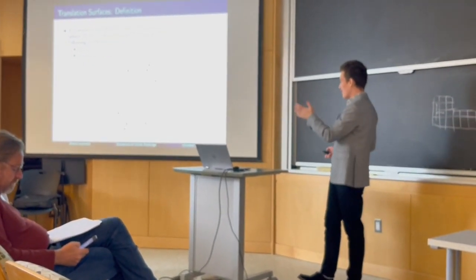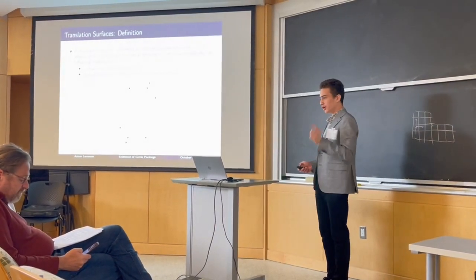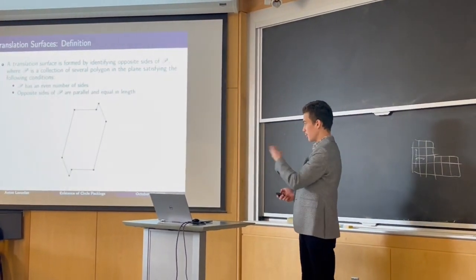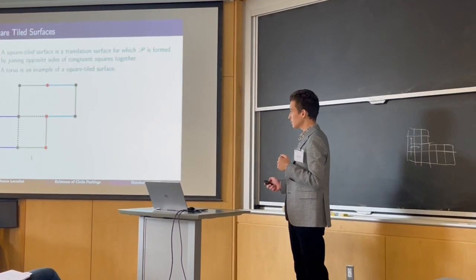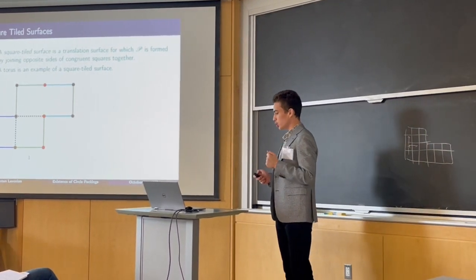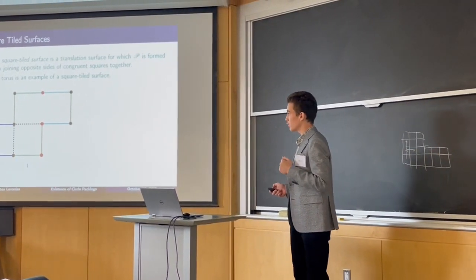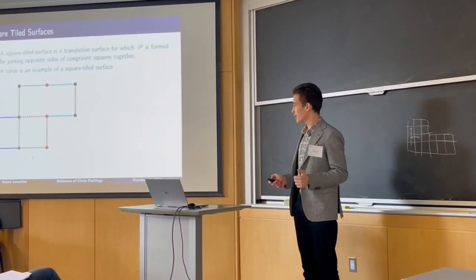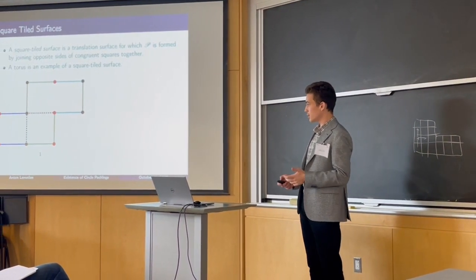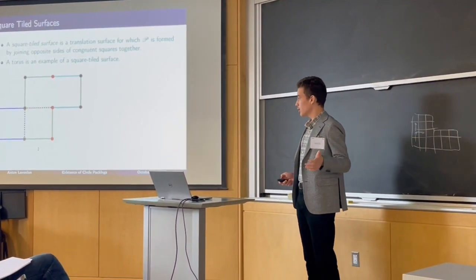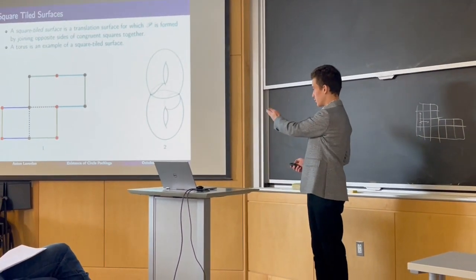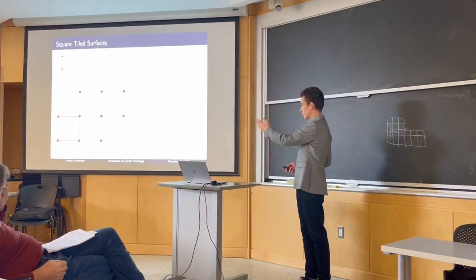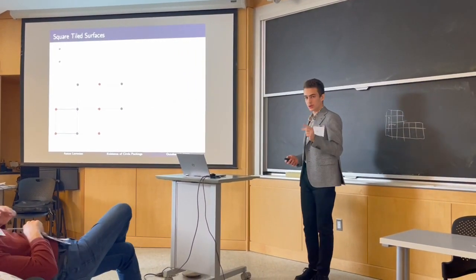So here we have an example of P. This is only one polygon, but we could have more. And notice that opposite sides are color-coded, they are glued together, and they are parallel and of equal length. So one special type of translation surface we will be discussing is a square-tiled surface. And in this case, P is formed by joining a bunch of congruent squares together. So a torus is the most basic type of square-tiled surface, but here is another square-tiled surface. You can see this picture to the right here is formed by identifying opposite sides of the image to the left, and this surface has 2 holes, so it has genus 2.